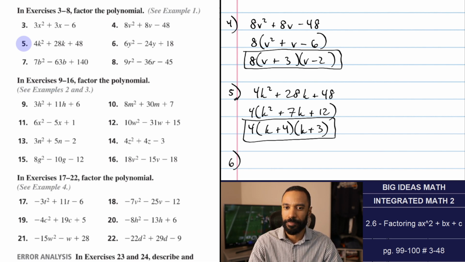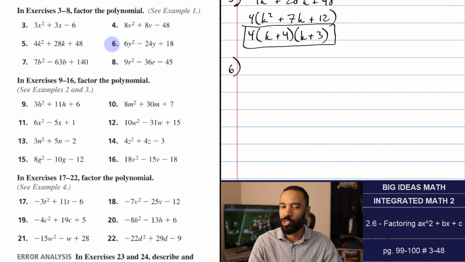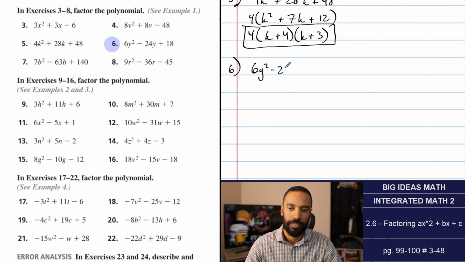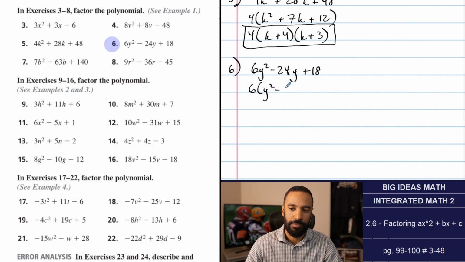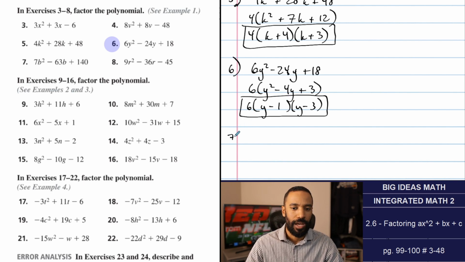Number 6. We have 6y squared minus 24y plus 18. 6 is a GCF of all these terms. y squared minus 4y plus 3. Two negatives, minus, minus. This will be negative 3 and negative 1 in some sort of way. Those are the only factors of 3. Minus 1, minus 3. That'll work out for me. Negative 3 times negative 1 and all that. Number 7.